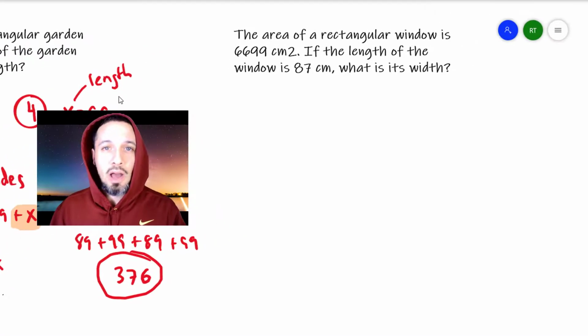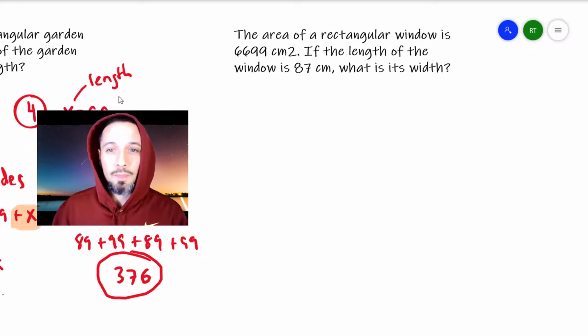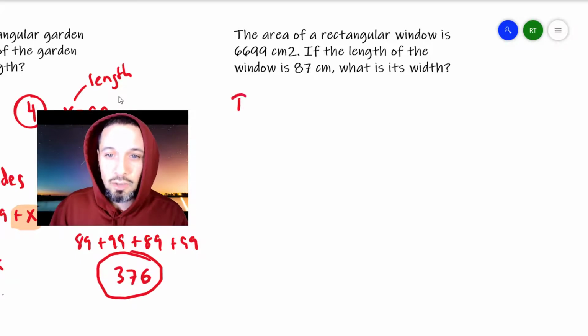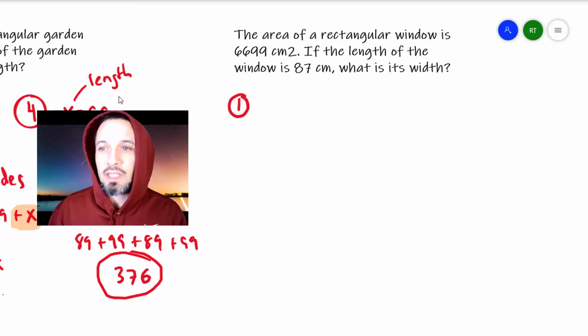Now we're going to look at another problem, but you can see in this case, we're talking about area and not perimeter. So step one, again, we're always going to take notes first. The area of a rectangular window is 6,699 centimeters squared. That should be an exponent, it's a little typo there. It says if the length of the window is 87 centimeters, what is the width?